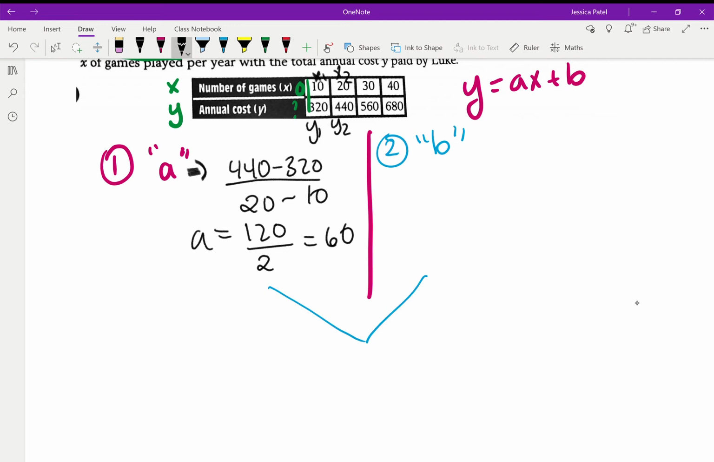So that's your a. And our b, so remember, what is our equation so far? It looks like 60x. Remember, y equals ax. So that's all I found, 60 over here. So rewrite the equation: I have 60x plus some sort of b that I don't know yet.